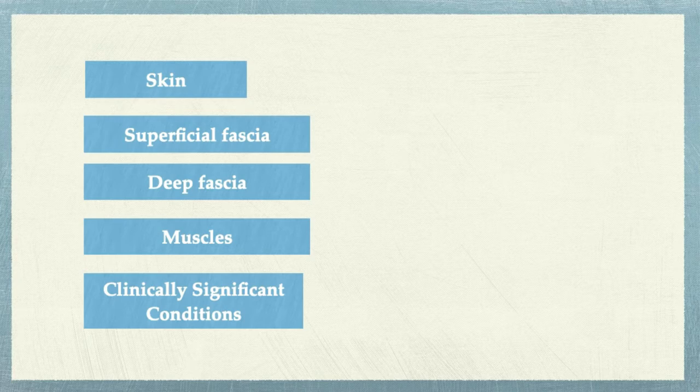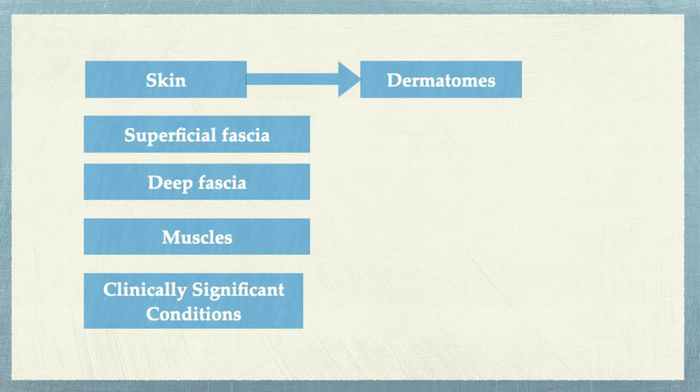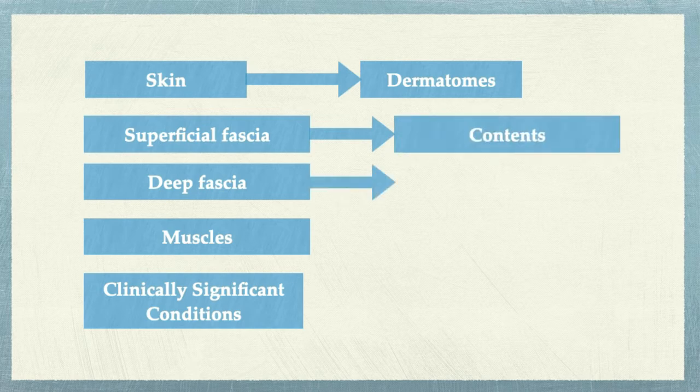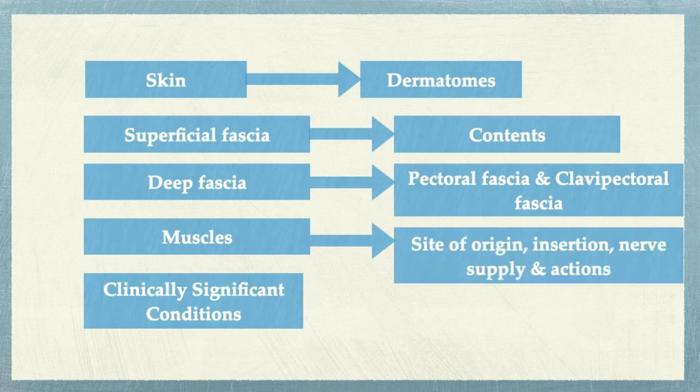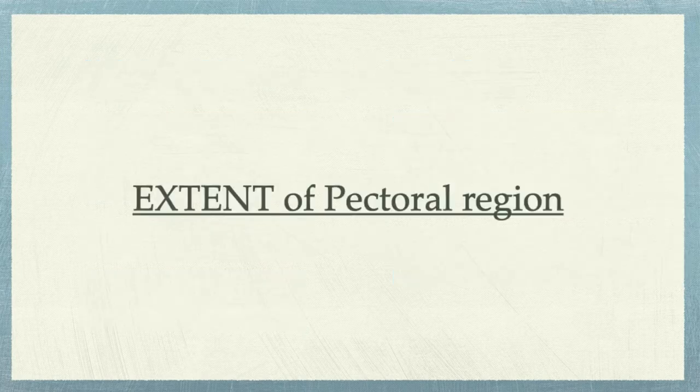While talking about the skin over the pectoral region, we will learn about the dermatomes. In superficial fascia, we will talk about the contents of superficial fascia. In deep fascia, we will learn about pectoral fascia and clavipectoral fascia. In muscles, we will learn about the sites of origin, insertion, nerve supply and action of the muscle. So with this background, let us see the extent of pectoral region.